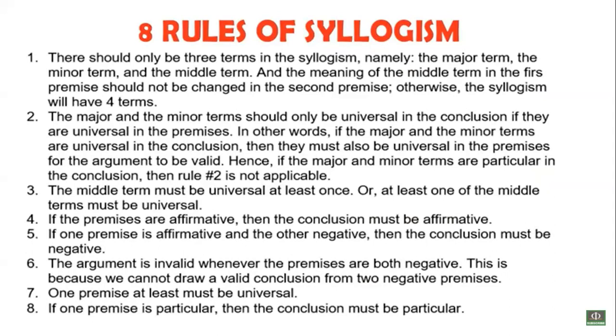2. The major and the minor terms should only be universal in the conclusion if they are universal in the premises. In other words, if the major and the minor terms are universal in the conclusion, then they must also be universal in the premises for the argument to be valid. Hence, if the major and minor terms are particular in the conclusion, then rule number 2 is not applicable.